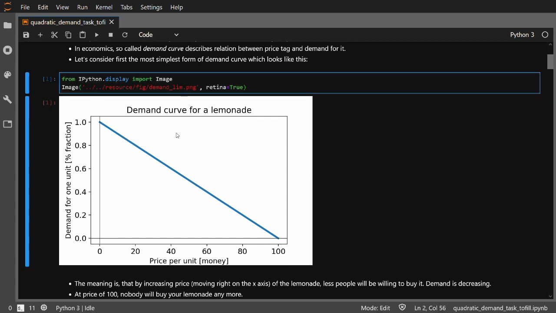The meaning is that at a price equal to 0, we are going to sell unity, or 100%, of lemonades. As we increase the price, moving right on the x-axis, people's demand for it is going to drop until we hit the price of 100, where nobody will buy any lemonade from us anymore.